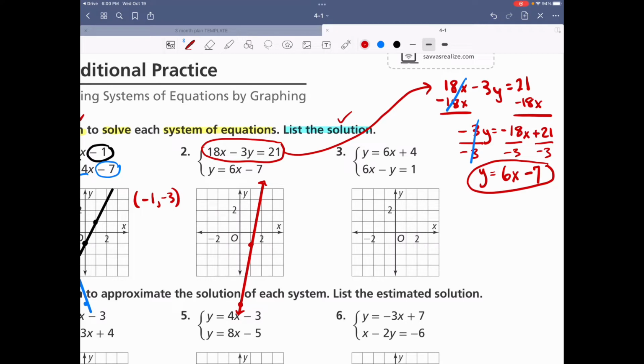And then I'm going to graph the other line, which thankfully is in slope-intercept form already. But what do you notice about this equation? It's at -7 and the slope is 6, which puts us here, which means it's the same line. And since they're the same line, there are infinitely many solutions.